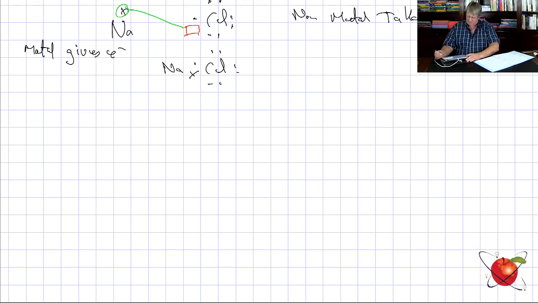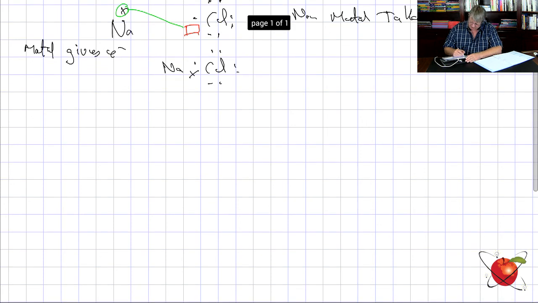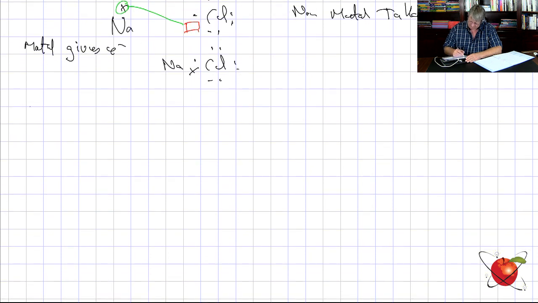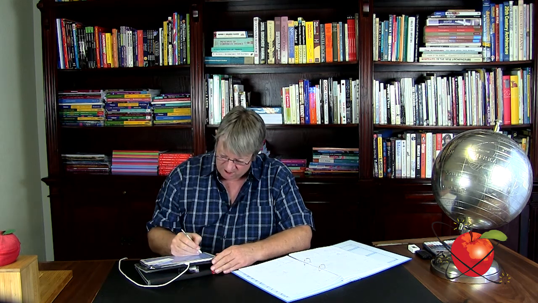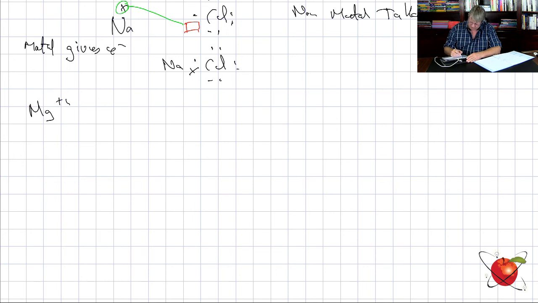The next one was magnesium fluoride. Well, let's have a look. How do I write magnesium fluoride? Well, if I look at my periodic table, Mg is a +2, and fluorine is a -1. So Mg is +2, F is -1, so I need 2 fluorines. So that's going to be MgF2.